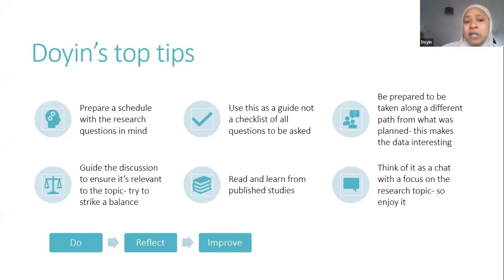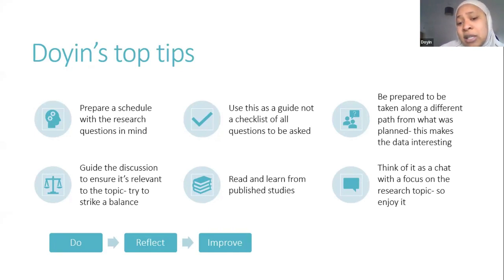First of all, you want to prepare a good schedule that helps you. You want to use the schedule as a guide, not a checklist of questions to be asked. Be ready to be taken along different paths. It makes your data interesting. That's how you get rich data. But you also want to guide the discussion to make sure that you remain relevant to the topic. So it's a balance, and it's sometimes a trade-off as well.